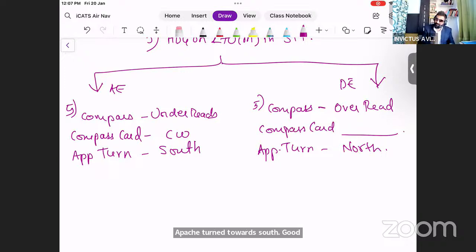Overread, underread, underreads. So be very careful with that also.